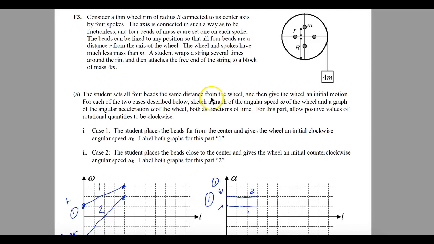Hey, this is Horner. This is a messed up question, but I like it though. This is rotational dynamics, free response question number 3. And the thing that you have here is a wheel.